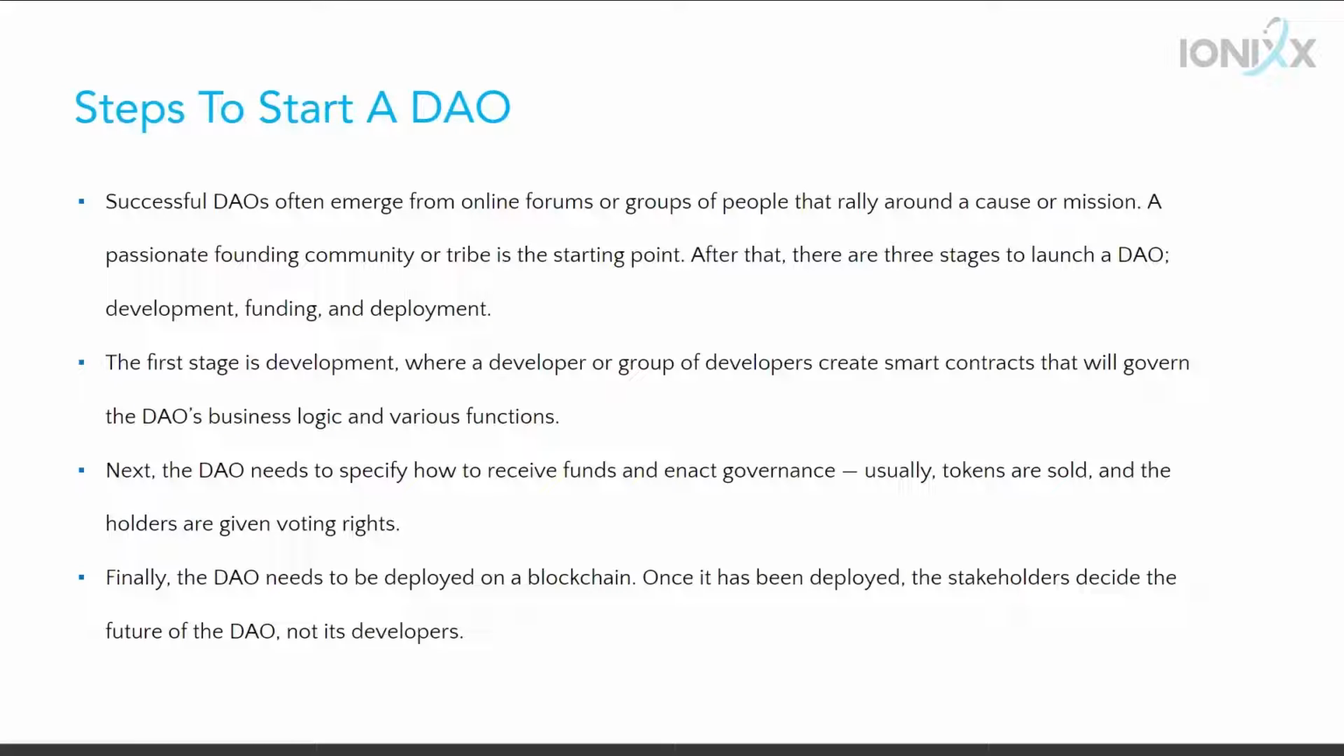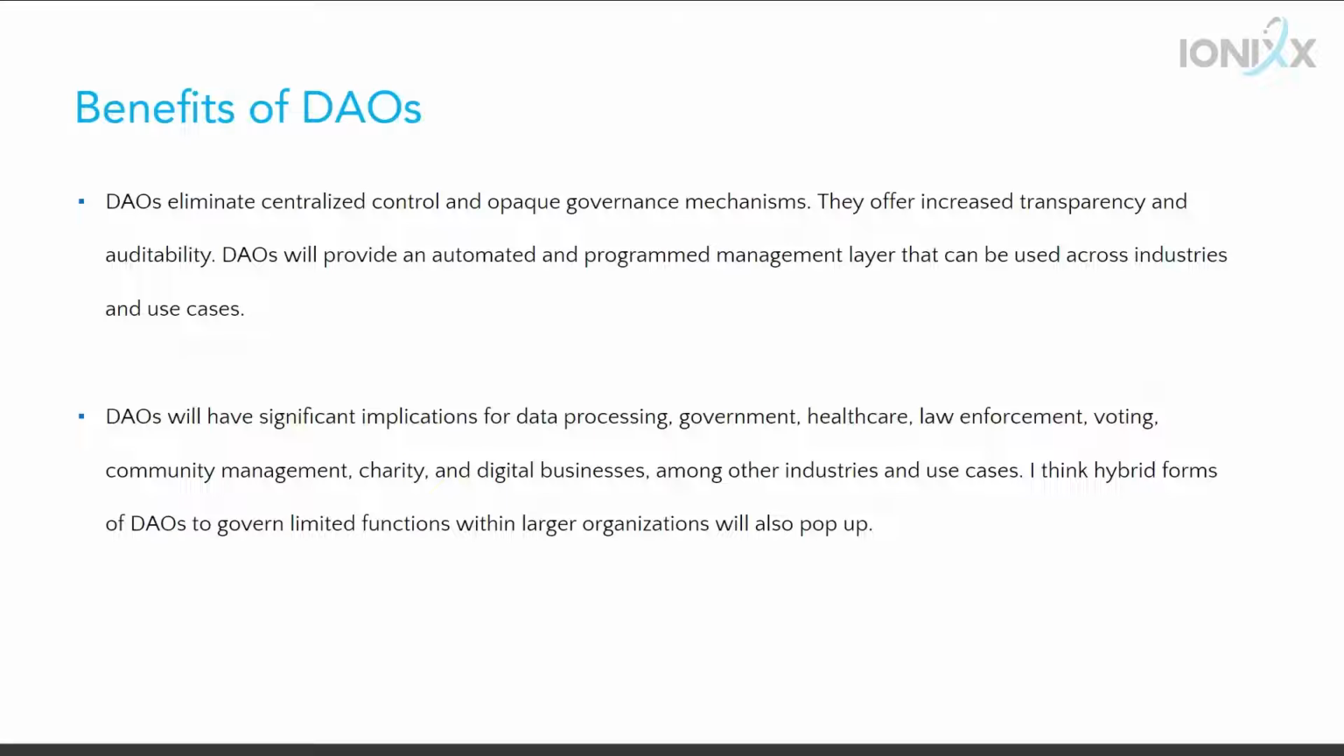And what happens then is once it's deployed on a blockchain, the community of developers that created the DAO step back, and the users on the blockchain who've actually deployed money into the treasury step forward. So it becomes truly decentralized in a sense once you launch it on the blockchain. Those are the three primary steps to start a DAO.